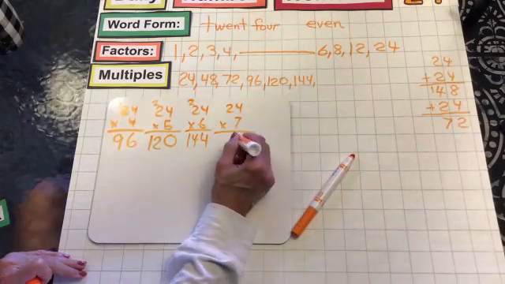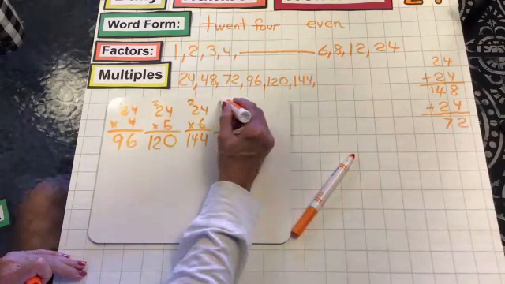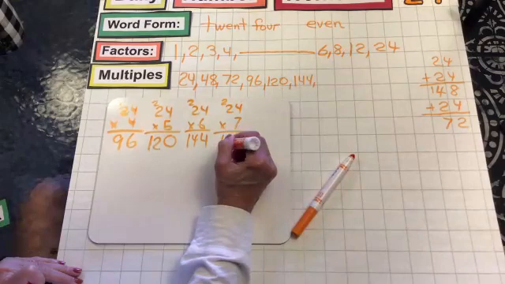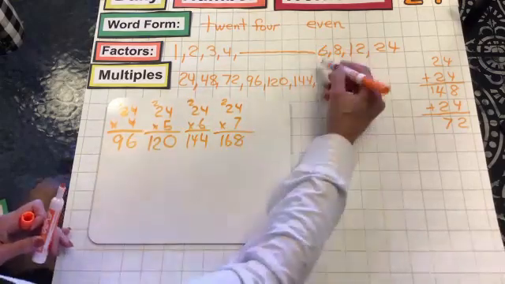Then we have 24 times 7. 7 times 4 is 28. Drop the 8, carry the 2. 7 times 2 is 14. Plus 2 is 16. 168.